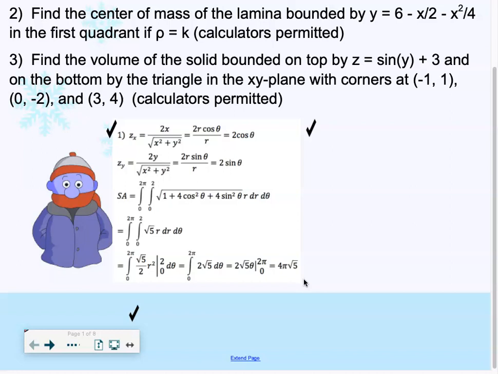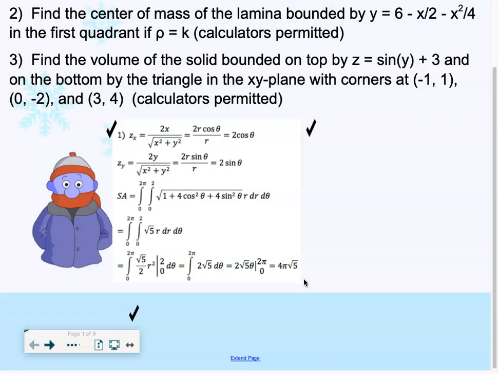Did you guys get number 1? Yes, you did. Good. All right, every single group got 4 pi root 5. So well done. So the second one, I let you use calculators. I was more concerned with the setup than the calculation.